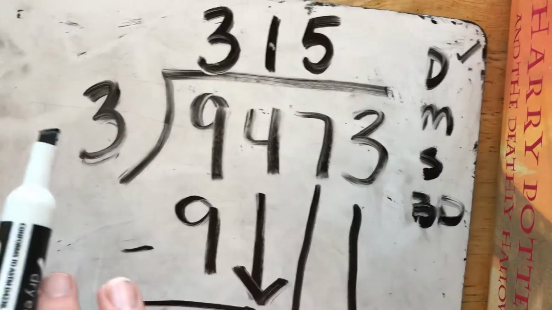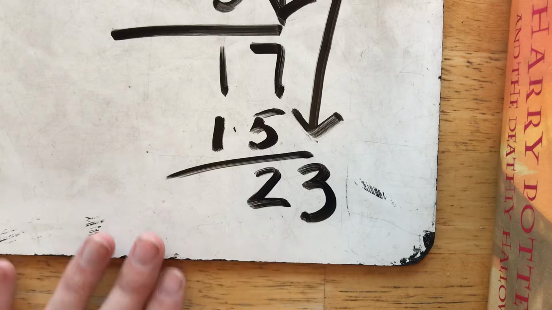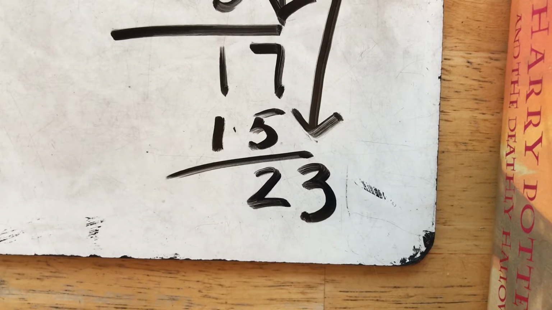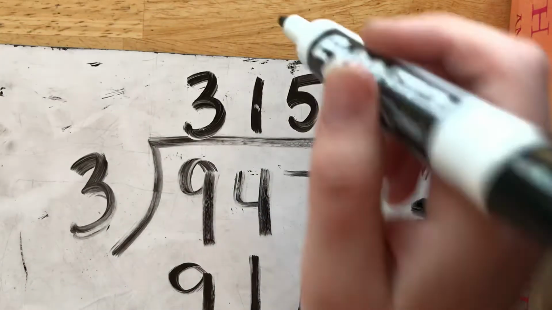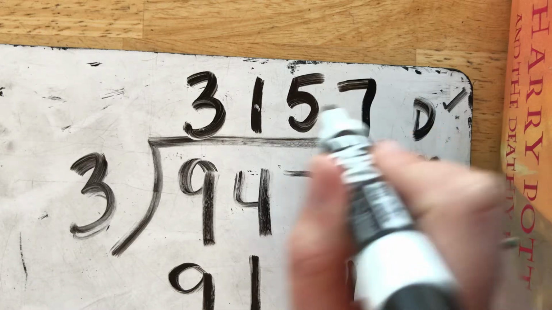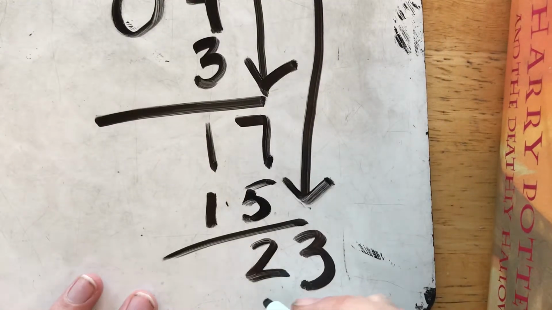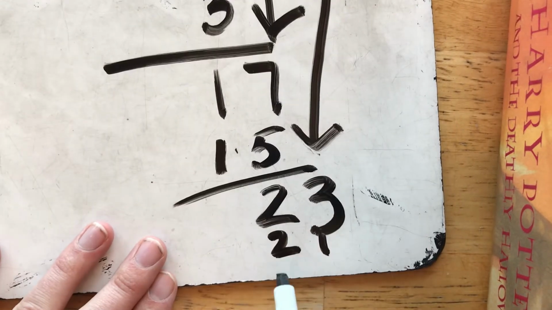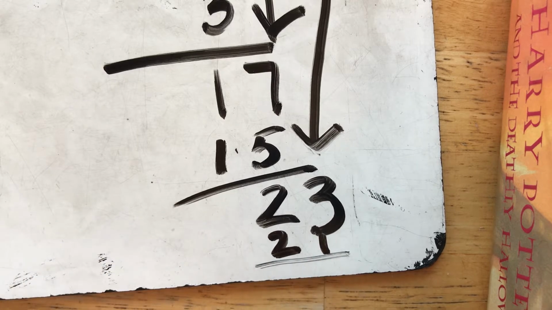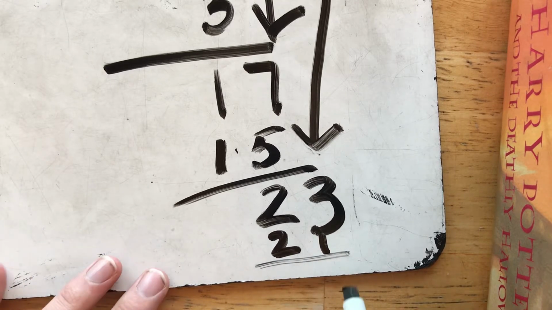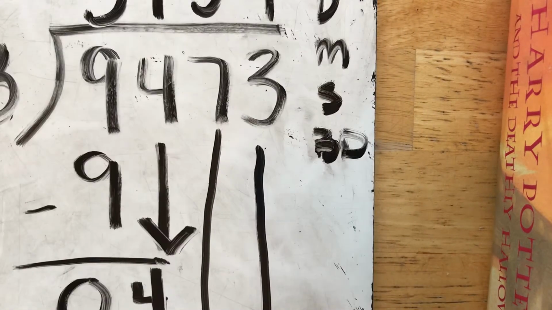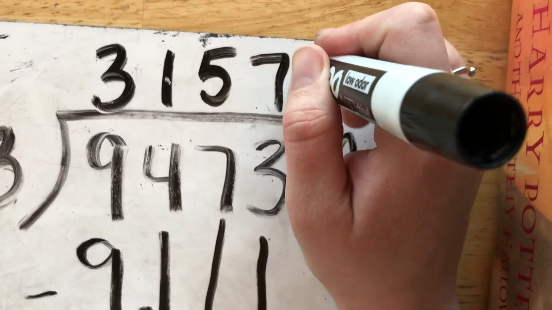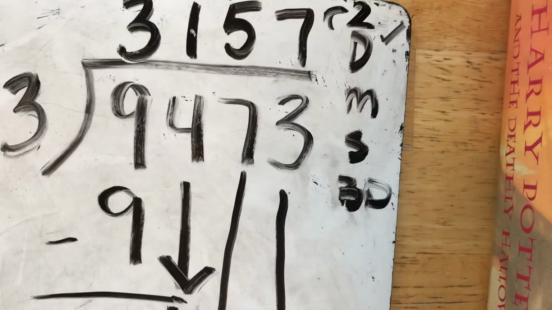How many times does 3 now go into 23? Well, 3 times 7 is 21. 3 times 8 is 24. 24 is too big. I'm going to have to go with 7. 7 times 3 is 21. 23 minus 21 would be 2. So we would have 3,157 with a remainder of 2.